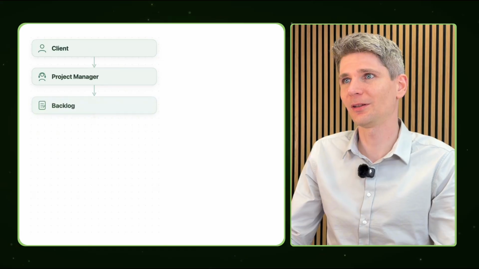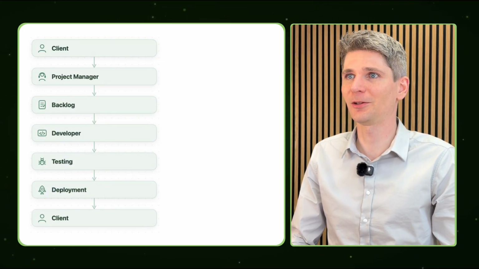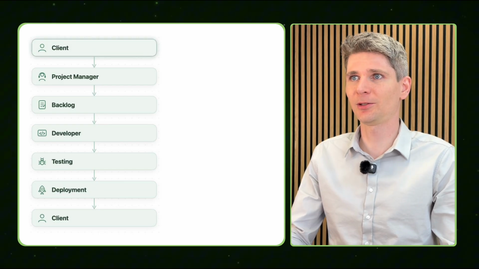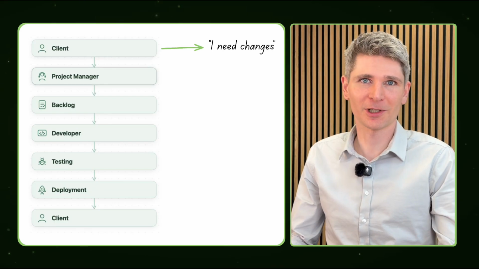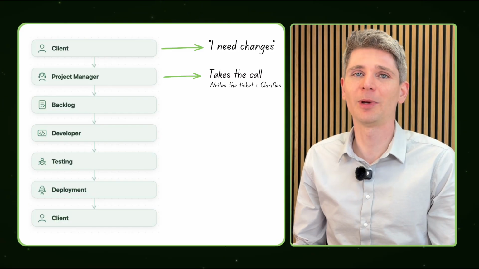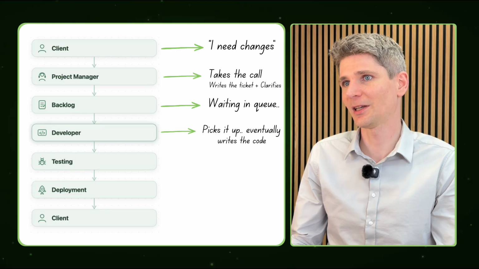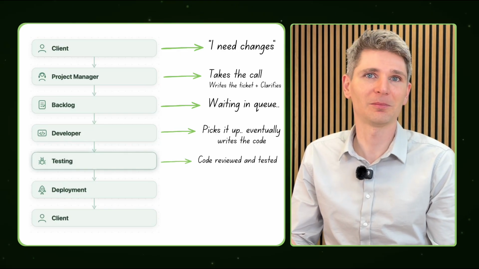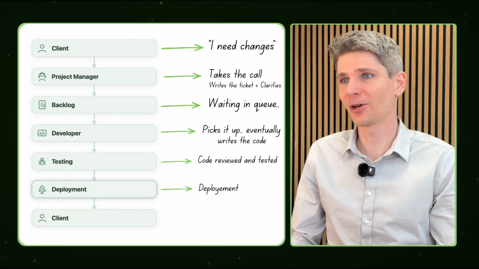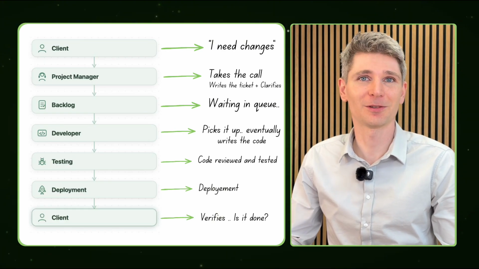So here you can see the actual dev cycle that every team is facing right now. You start with a client who needs a change. He goes to the project manager and describes his problem, who writes a ticket and puts it into a backlog. Eventually, a developer picks it up and writes the code. It gets reviewed, tested, deployed, and in the very end, the client can ask the question, is it done yet? Does it work? Does it solve my problem?